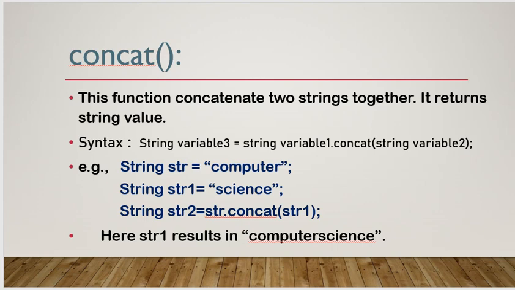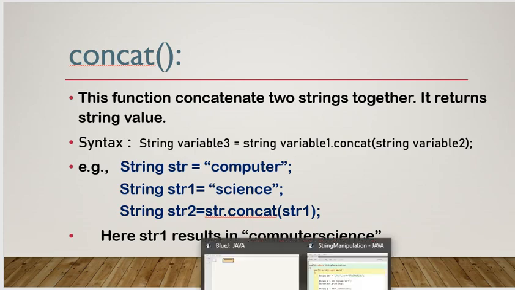Our next function is concat. This function is applied to concatenate, or join, two strings together. Now as we can see, we have declared two strings. The first one, str, is computer and the second one, str1, is science, and when we are concatenating the string str with str1, we will get the output as computer science. So both the strings str and str1 will be joined together, hence our result is computer science. So let's work with one example.